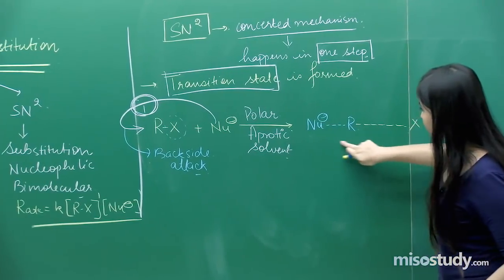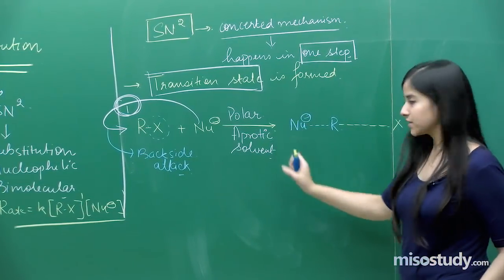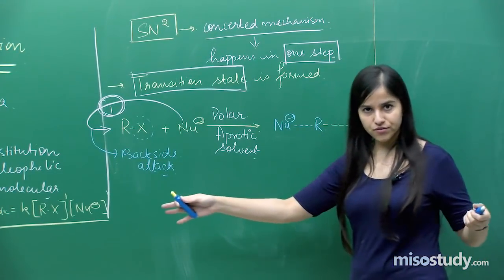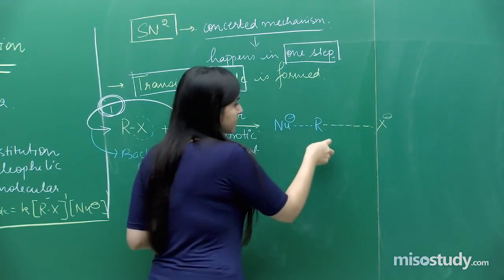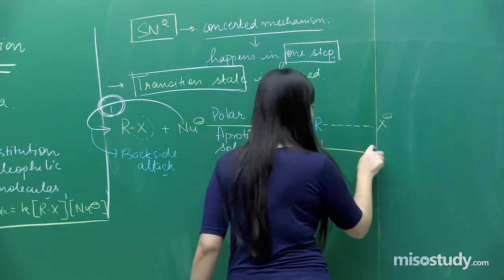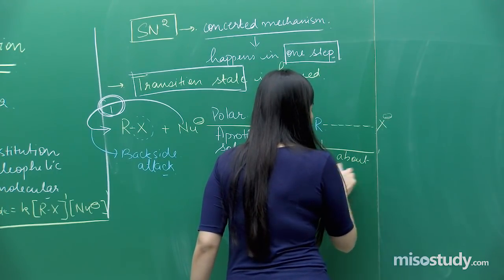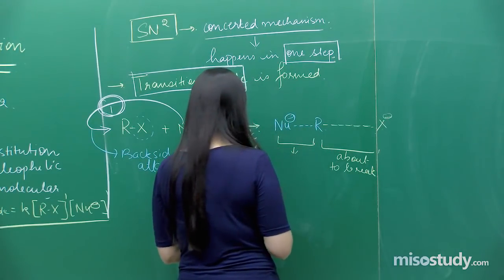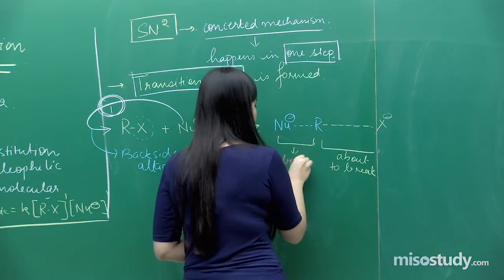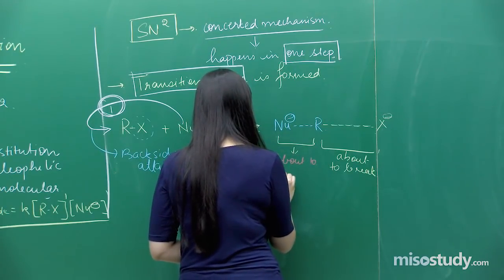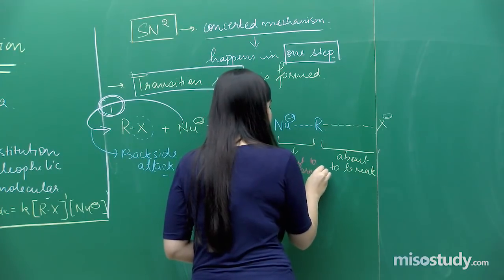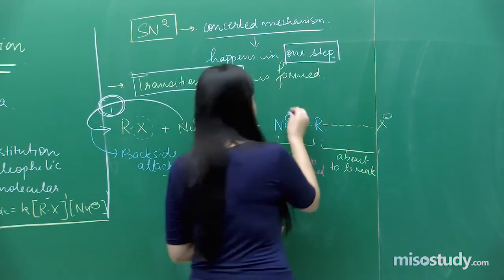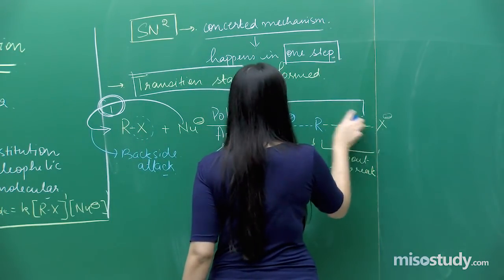Now you can see this bond is smaller because they are now getting attached to each other, whereas this particular bond is very long, it's stretched, thereby indicating that this is about to break, right? So this bond is about to break, and this is about to get formed. Fine. So that is how the transition state is. This is known as the transition state. Let me just write it over here.